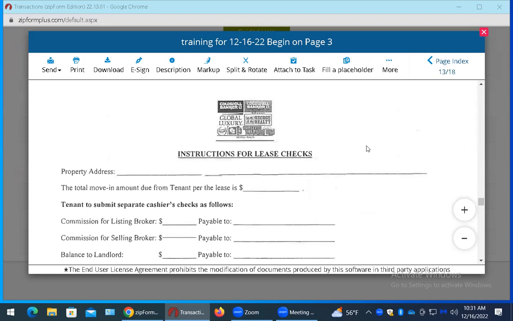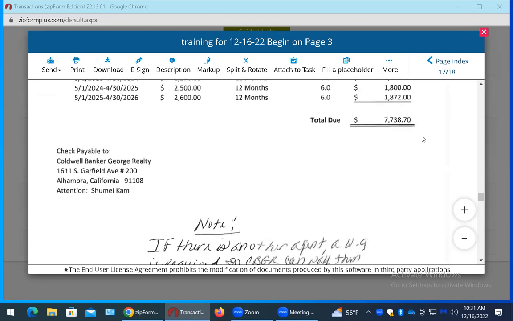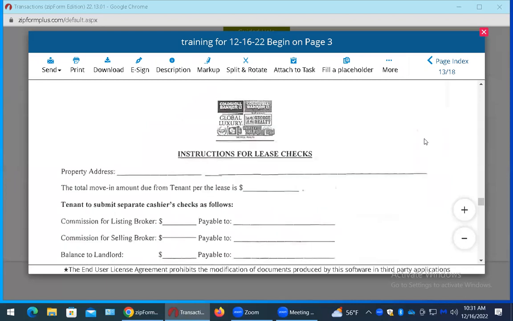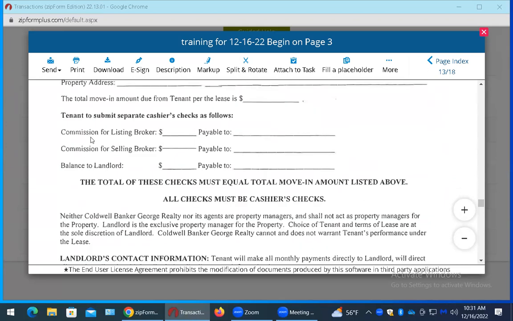Okay. So there is another form that I printed out from our system. I know that the landlords we work with, they work off of an invoice. This is how their preference is. But if your landlord is willing to submit this way, the total move-in amount due from the tenant per the lease is, I don't know, $10,000. Commission for listing broker, commission for selling broker, and then the balance due of that check to the landlord. So there's 3 cashier's checks that would come in, totaling this amount.